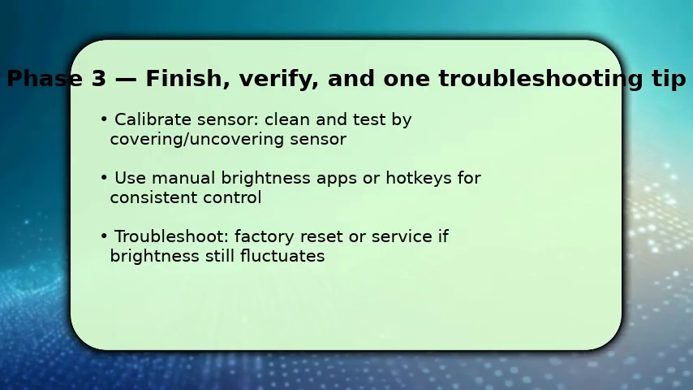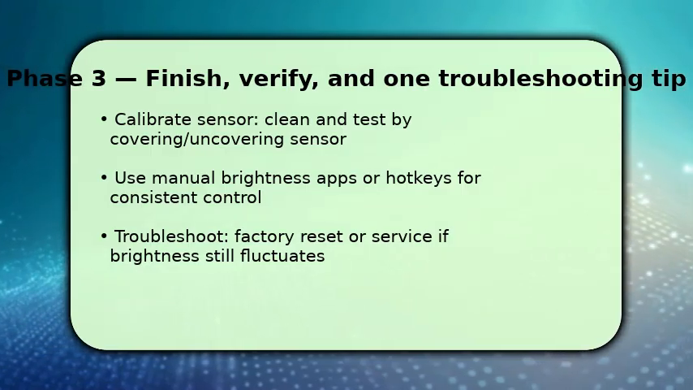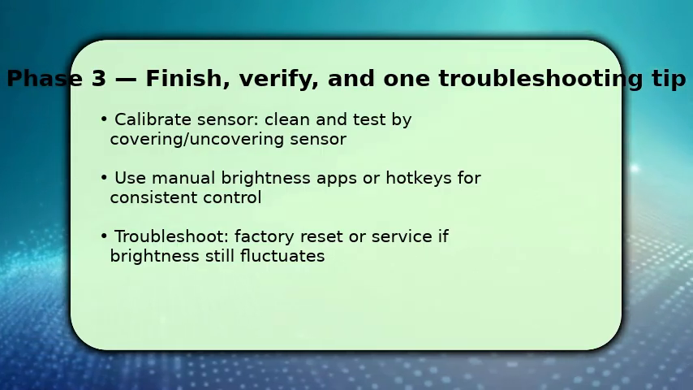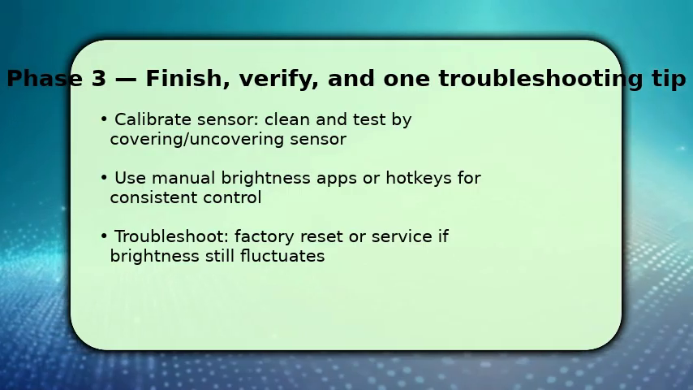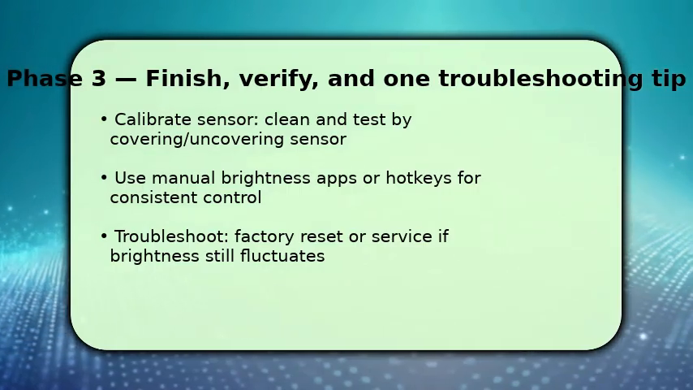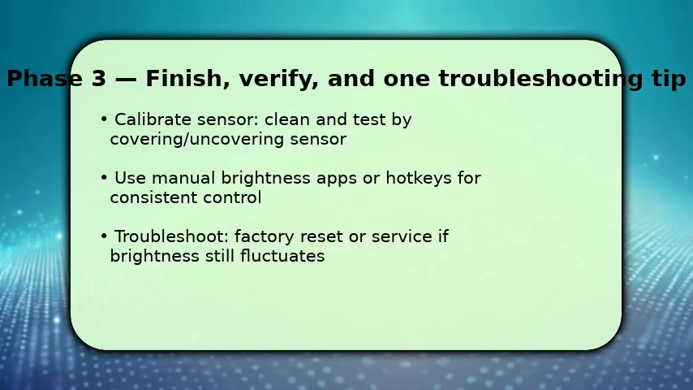If you prefer control, install a trusted manual brightness app or rely on keyboard hotkeys to set a fixed level. These override momentary adjustments. If brightness still moves, reset adaptive settings, create a new user profile, or do a factory reset as a last resort. If problems persist after that, contact service. Faulty sensors or hardware require repair.